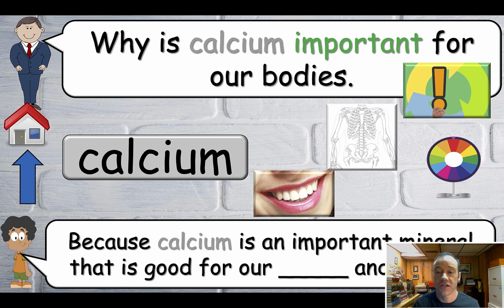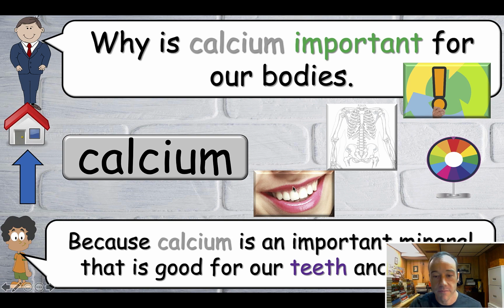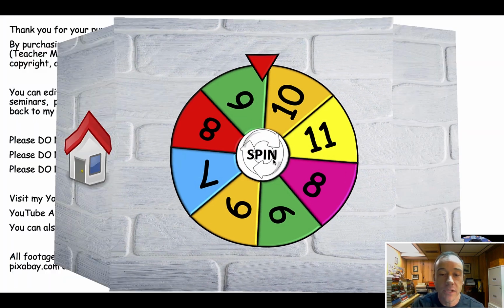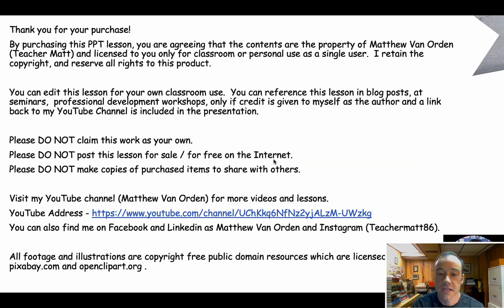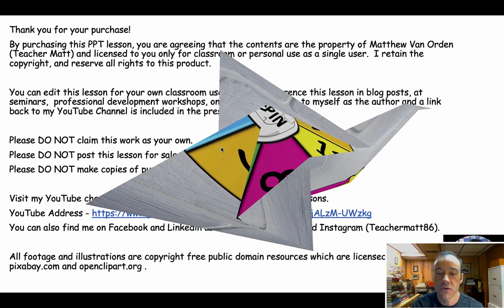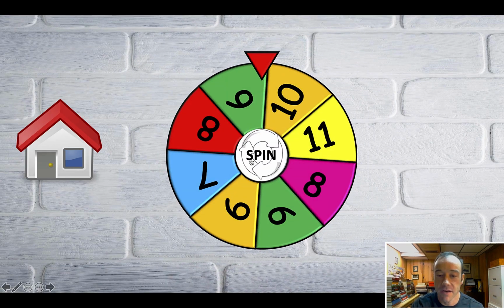Okay, so why is calcium important for our bodies? Because calcium is an important mineral that is good for our, these should help me. Yeah, good. Okay, you can see there's things here to prompt them, teeth and bones. Okay, and then spin the wheel and then get the points. Okay, oops, did that wrong, pushed the wrong button. So if you click too quickly, it'll jump to the next slide. You got to make sure, see my pointer here? If it looks like that, it'll jump actually to the next slide.